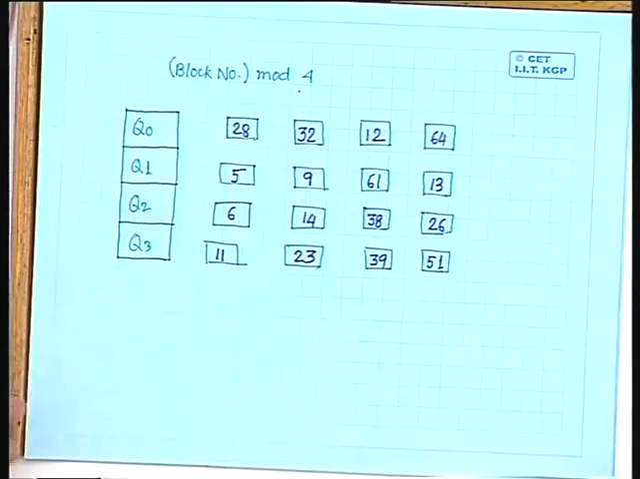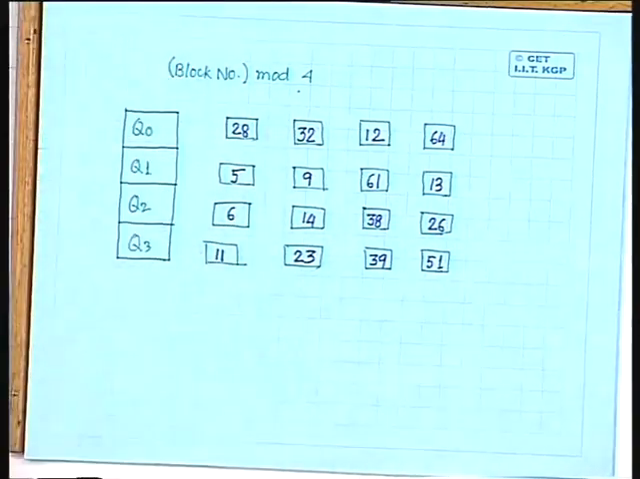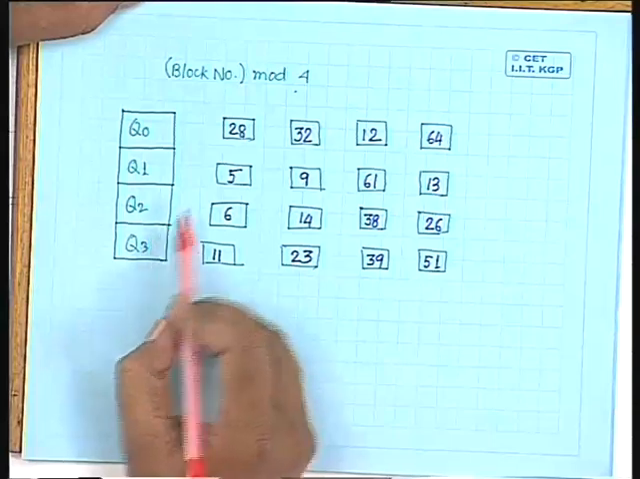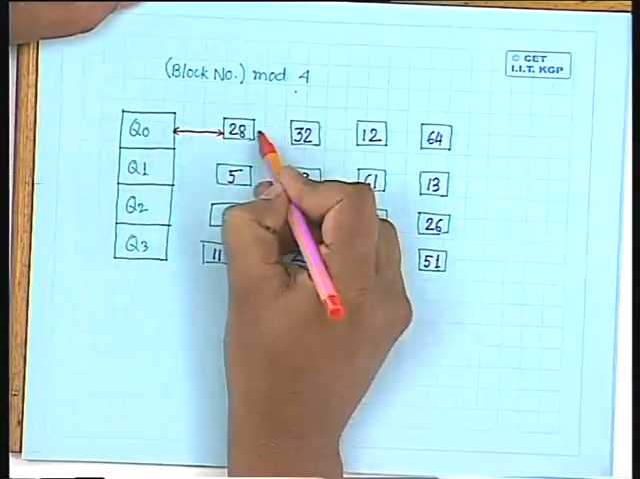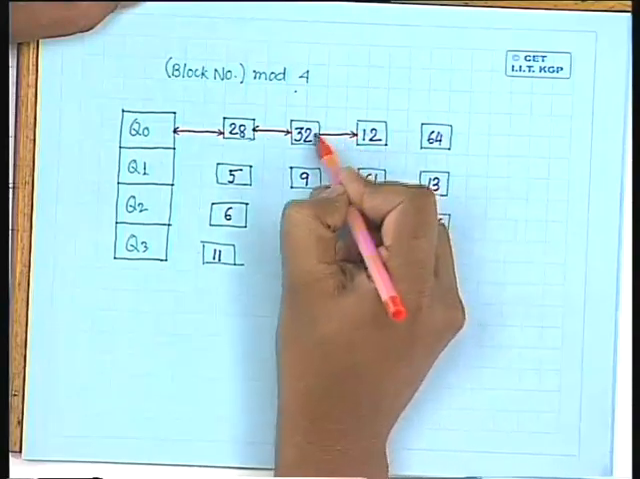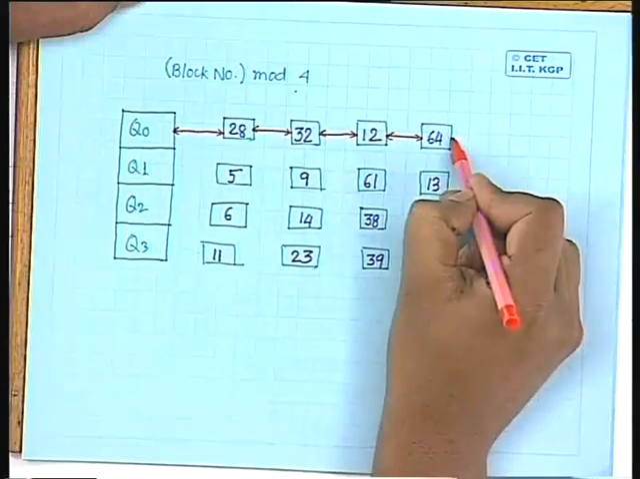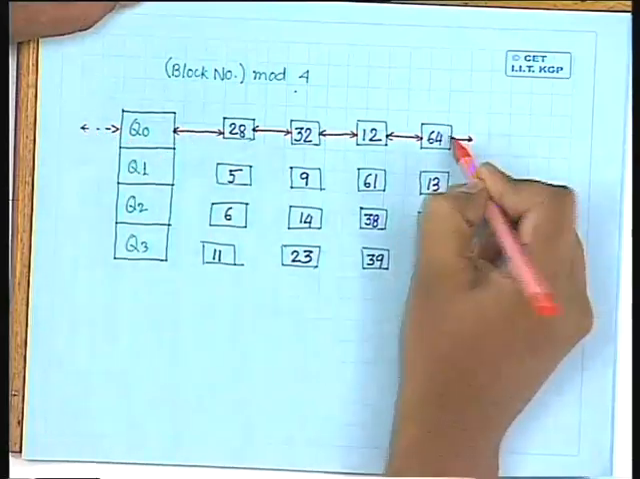Within every hash queue, all these buffers are maintained in the form of a doubly connected circular linked list. So I can assume that these are the header nodes of every such hash queue with these buffers connected in a doubly connected circular linked list like this. So like this it will be.